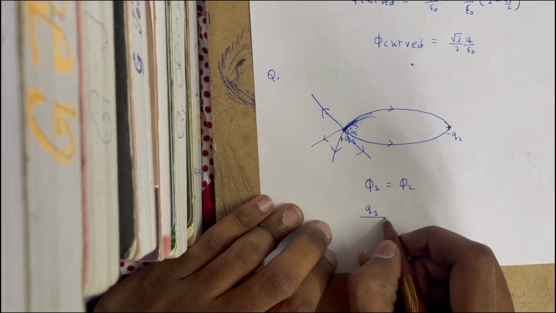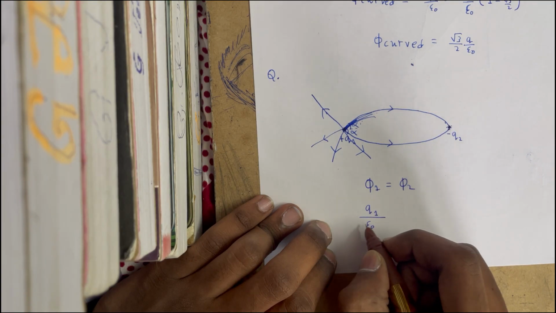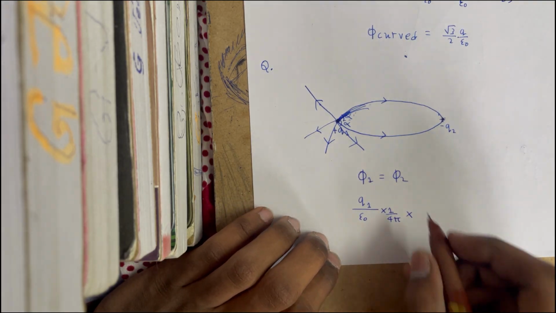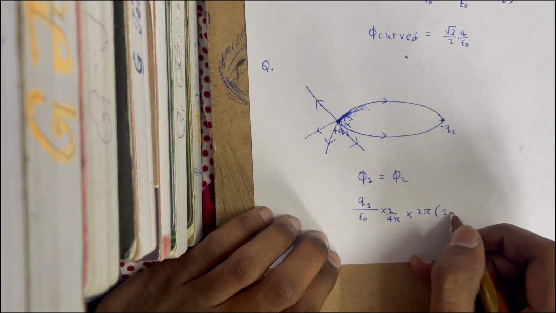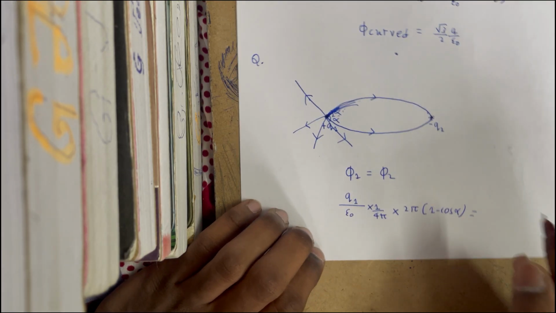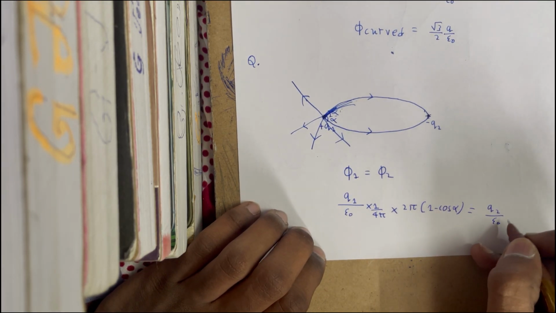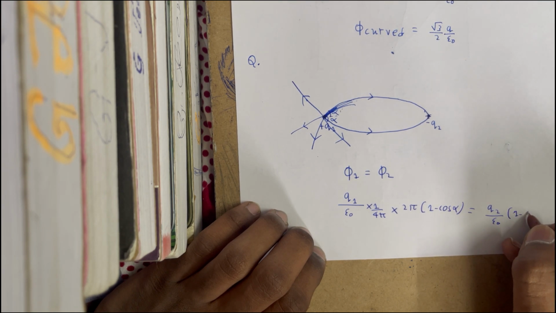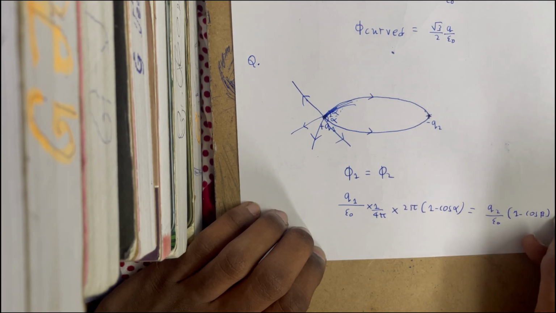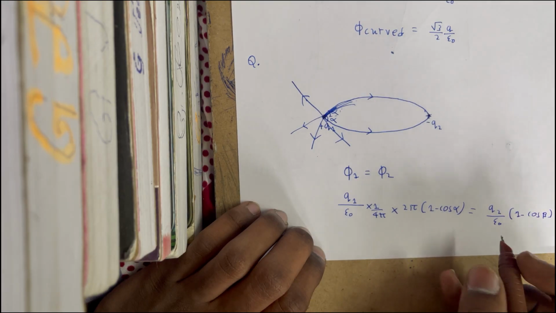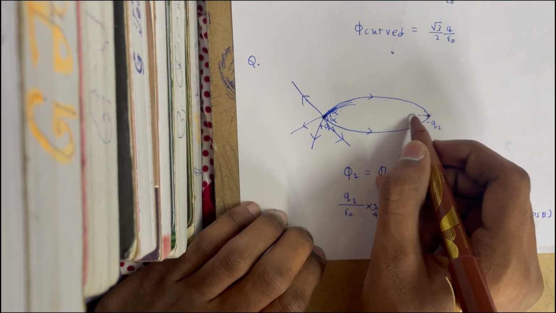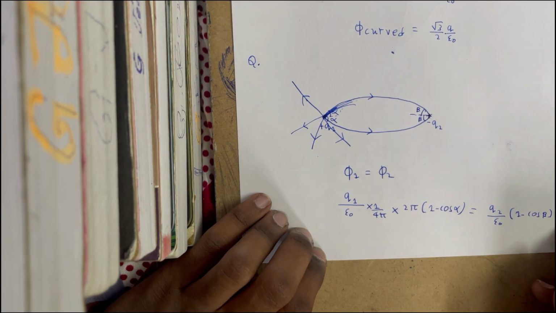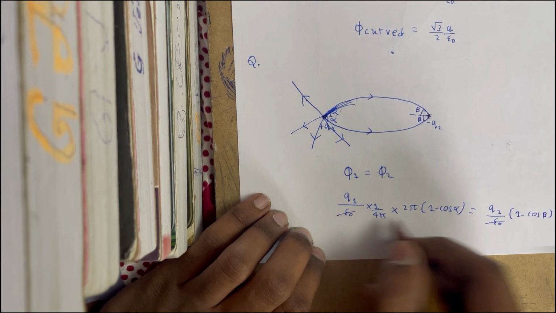So q1 by epsilon naught into 1 by 4 pi into 2 pi of 1 minus cos alpha equals to q2 by epsilon naught of 1 minus cos beta into 1 by 4 pi. Let's suppose this is some angle beta. So we can cancel out these terms which were in common.